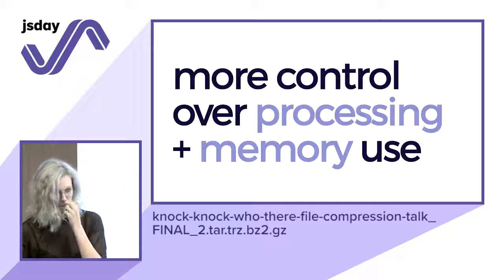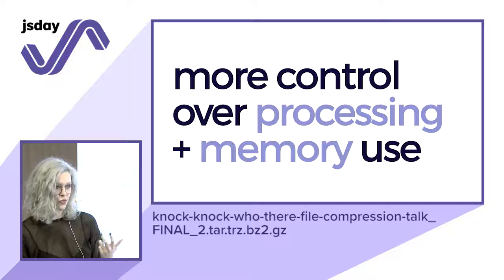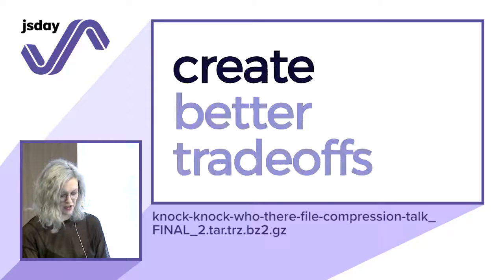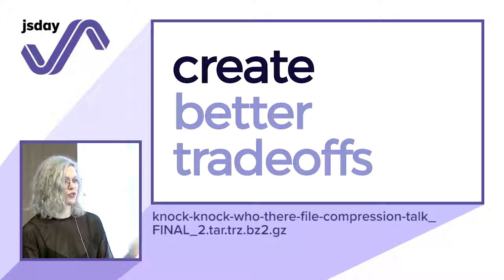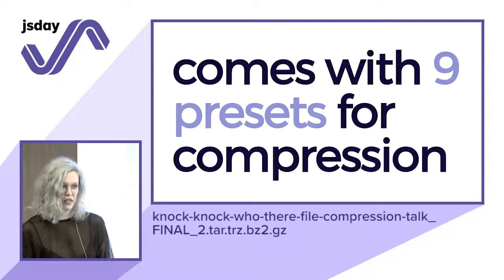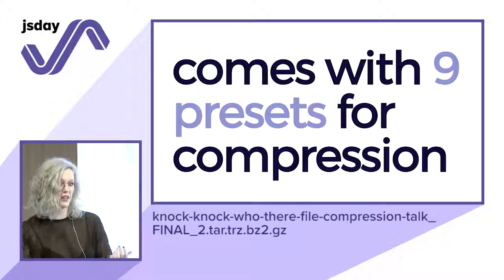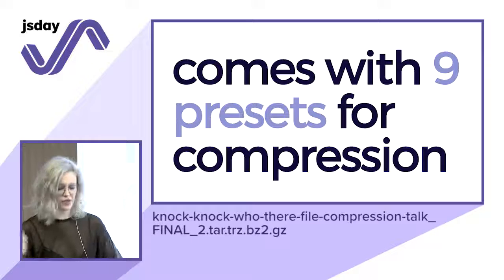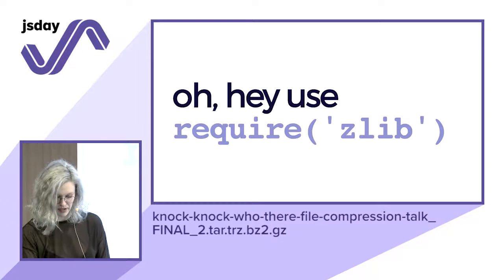And zlib is really awesome because it allows you to have more control over your processing power and your memory use, and you can toggle all of these to get better trade-offs, whether you want better compression or just a faster algorithm. So you have 9 presets that you can work with to figure out what you want, 9 being the most compressed version, and 0 being not compressed at all. So in Node, like I said, you require zlib and it has that implemented for you.